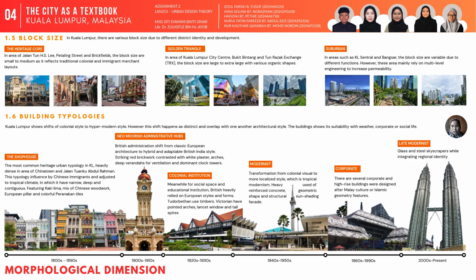So to start with the time frame of the 1880s to 1890s, the most common building typology is the shophouse, which is heavily dense in the area of Chinatown and Jalan Tar. This typology was influenced by Chinese immigrants and adjusted to the tropical climate, in which it is narrow, deep and contiguous, featuring kaki lima, a mix of Chinese woodwork, European pillars, and colorful Peranakan tiles.